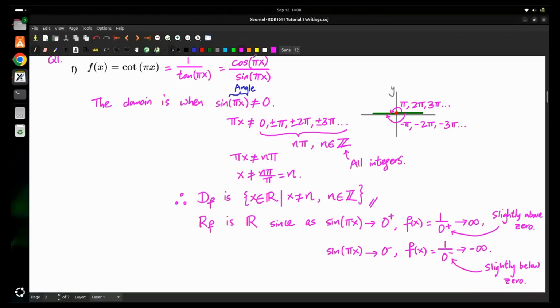Because cosine pi x can be 0, right? So if your cosine pi x is 0, 0 divided by anything that is not 0 will be giving you 0. So you can go from minus infinity all the way to infinity, including 0. So effectively it can be any value. So that's R. Any objections?